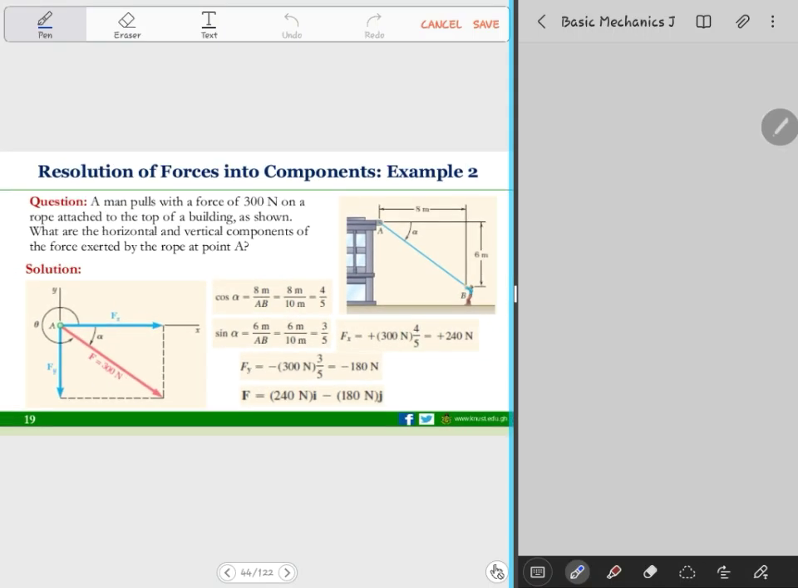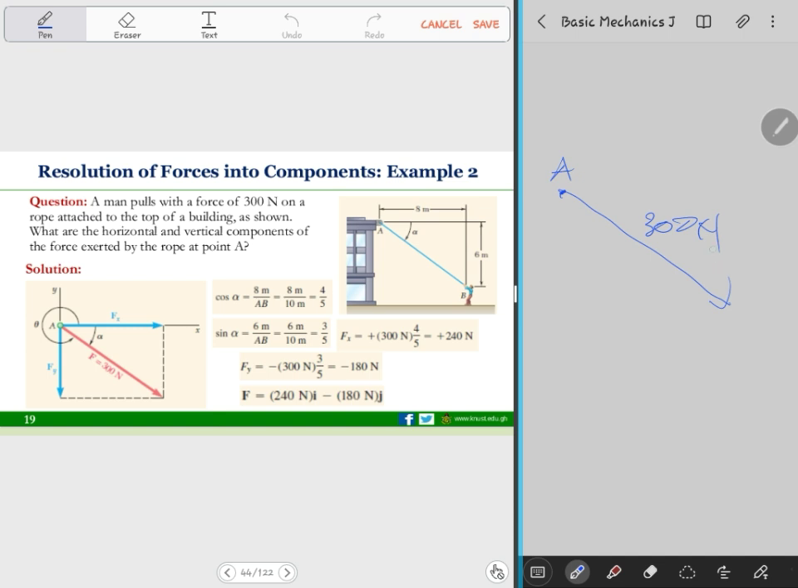Okay. So a man pulls with a force of 300 newtons on a rope attached to the top of a building. So our point of interest is the top of the building. Let's say A. And then 300 newtons, so it's like this, right? A rope. So 300 newtons. It's not always that you are given the diagram. That's why at times I take time to draw it.